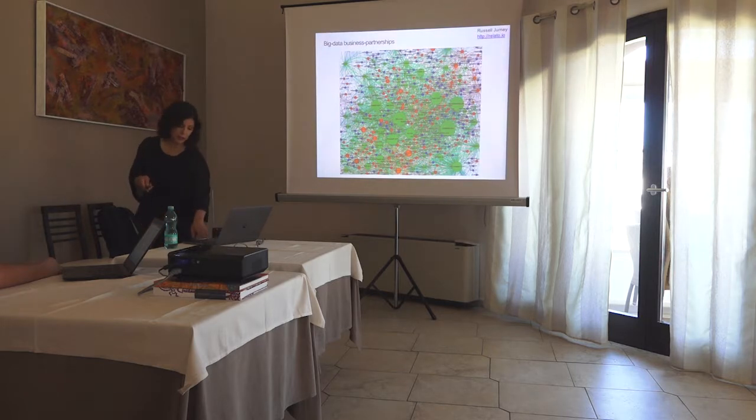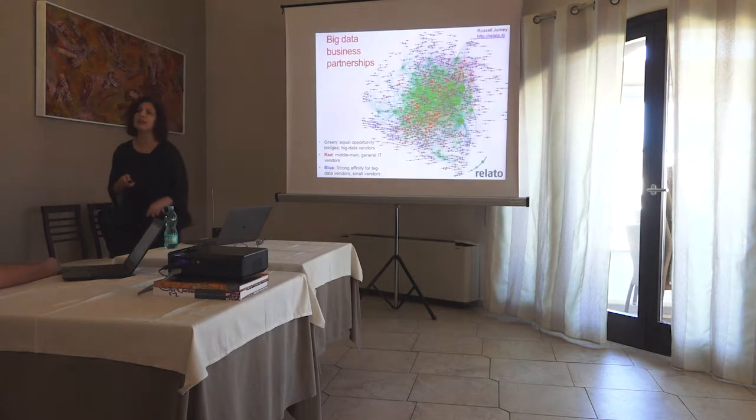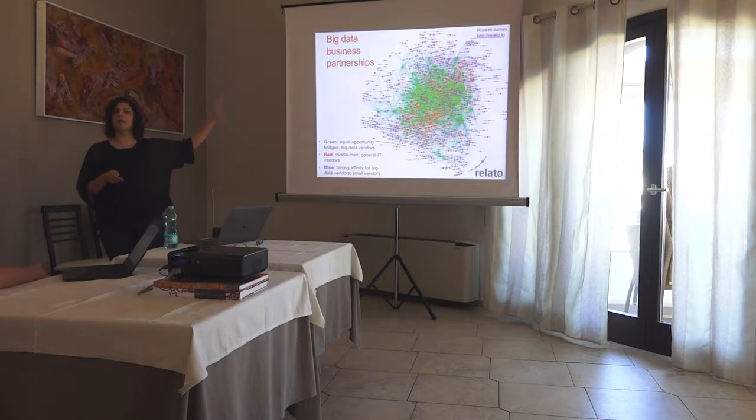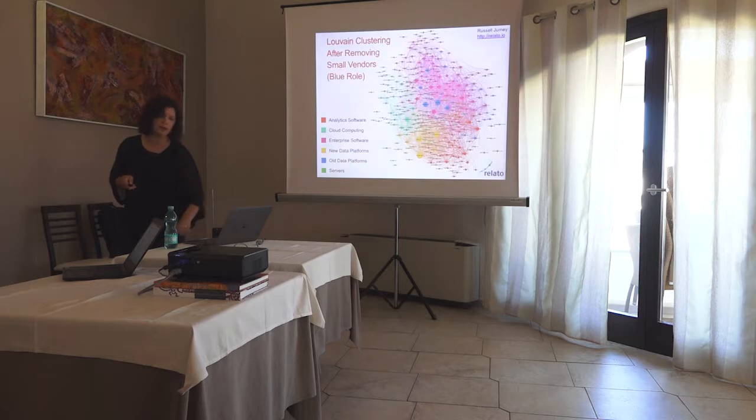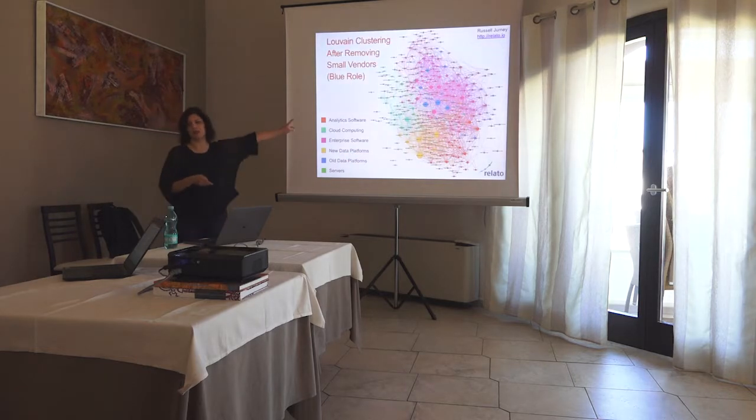Then he wanted to do community discovery. He ran the famed Lil Wayne algorithm on his original network, and the communities he found did not make sense to him. So he removed the nodes whose most prominent role was blue, the small vendors, and ran the Lil Wayne algorithm again, and he was able to get communities that actually made sense to him. So when I said that community discovery and role discovery are complementary, this is what I meant by it, right?